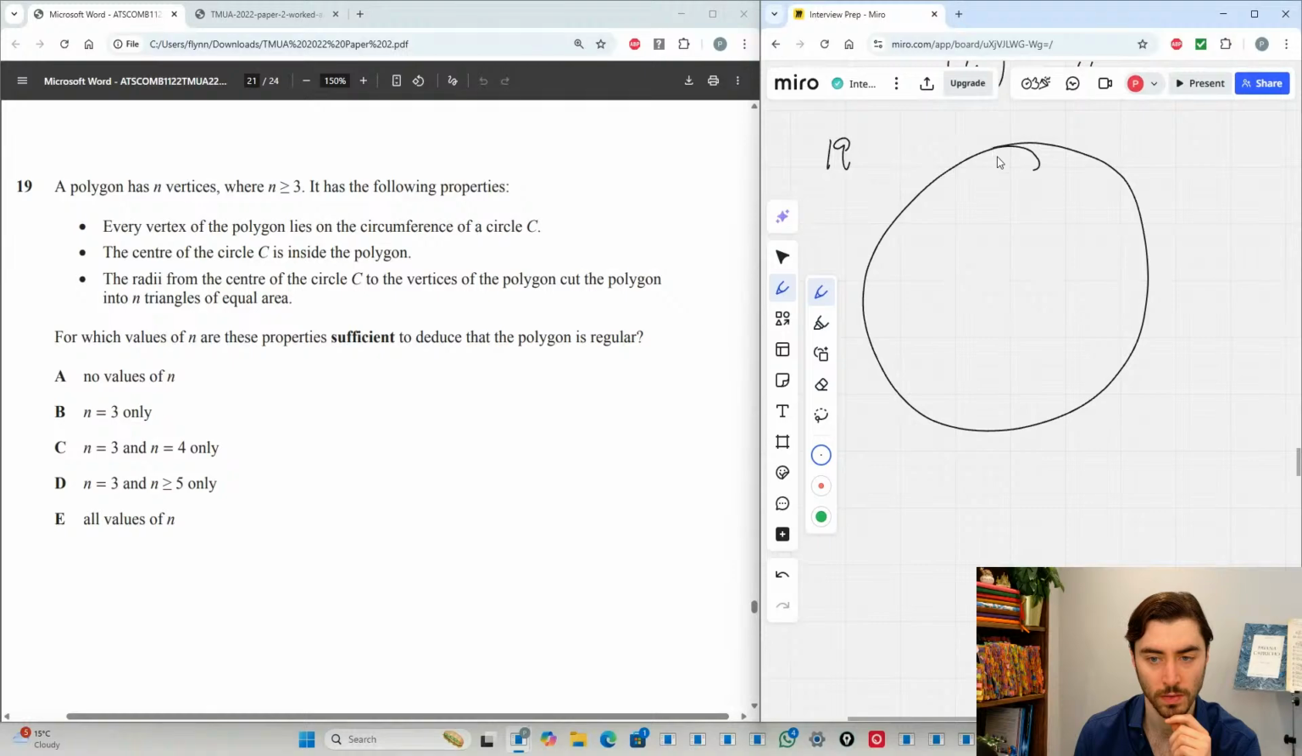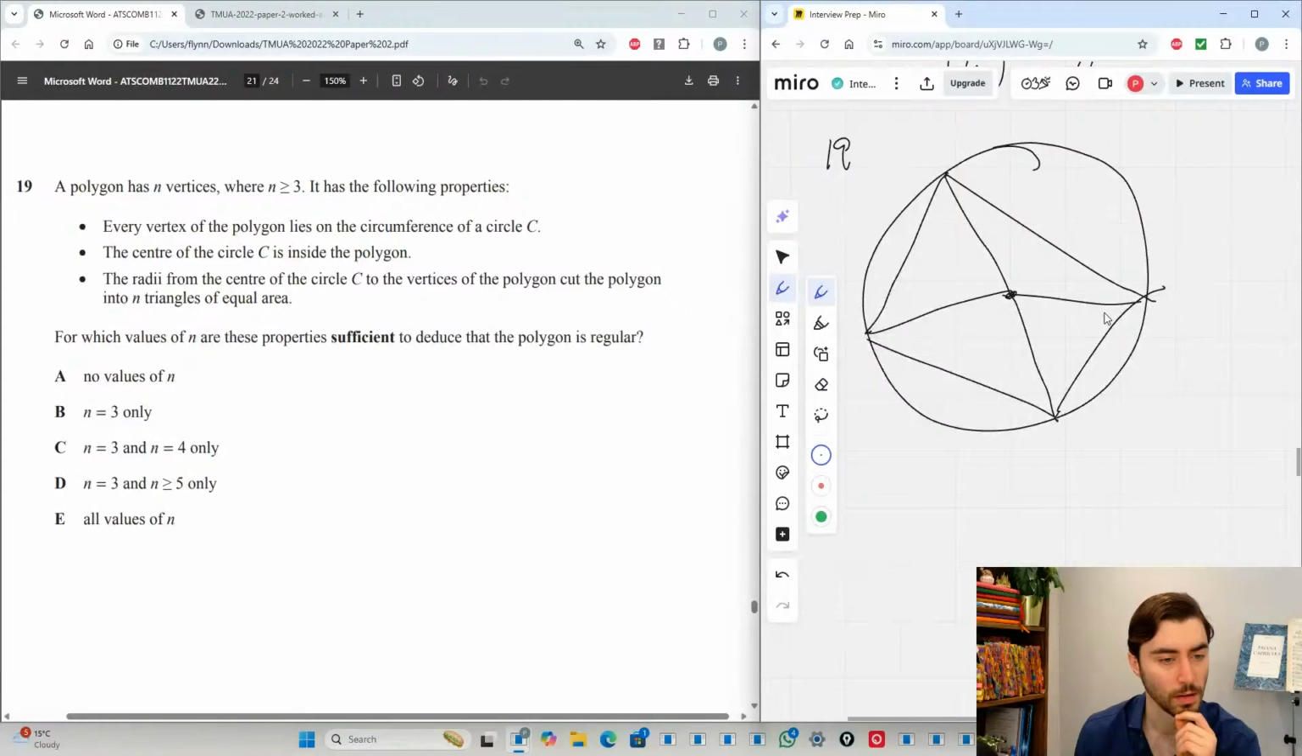So we got a circle. We got some vertices. I'll just sort of draw it randomly. Equal area. For which values of n are these properties sufficient to deduce that the polygon is regular? Every vertex on a circle. So generally speaking, okay, will it do? So for which values of n will that just do to show it?